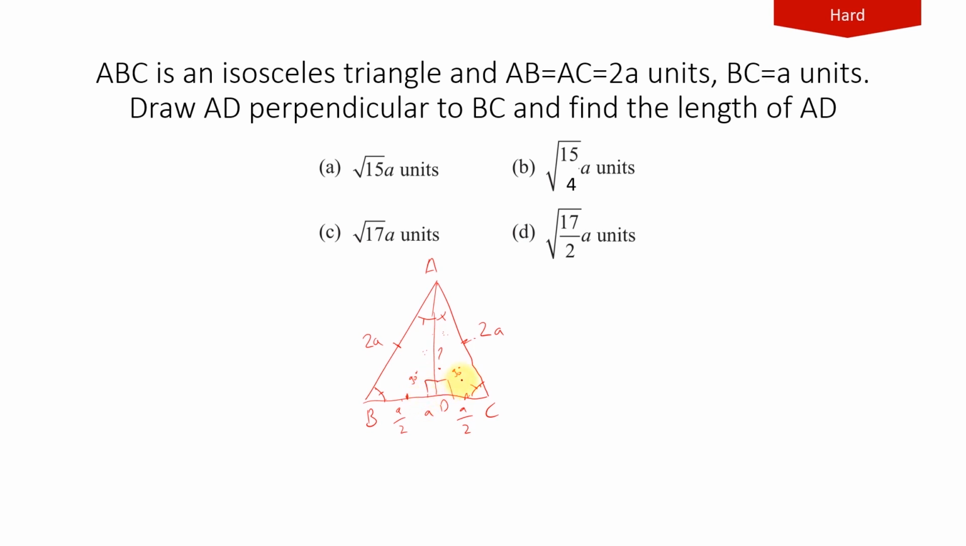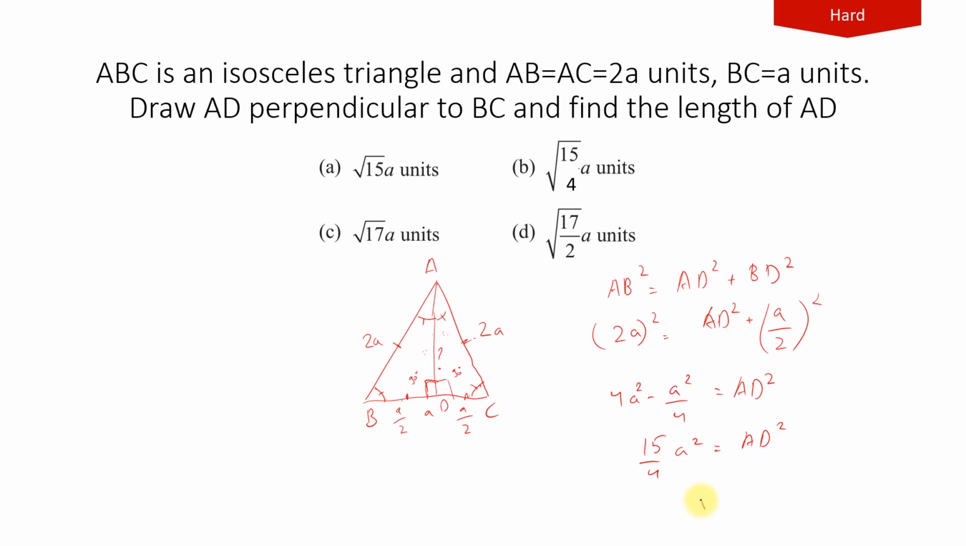Now this is a right angle triangle. We know the hypotenuse is 2A. We know the base is A by 2. We can find the height. So hypotenuse square is equal to height square plus base square. 2A square is equal to AD square plus A by 2 square. 4A square minus A square by 4. So this will come out to be 15 by 4 A square is equal to AD square. So AD is root of 15 by 4 into A. So option B is the correct answer.